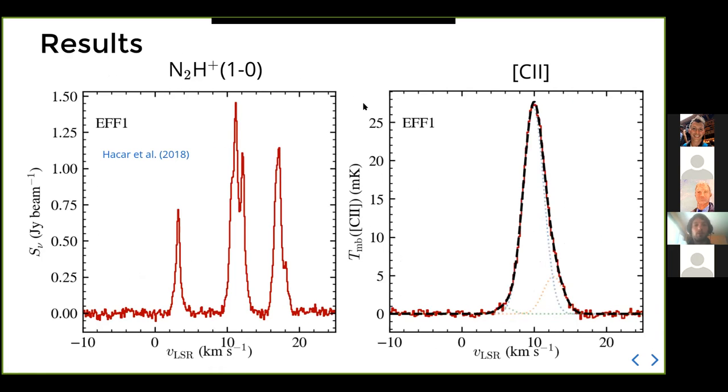I'm confident that this is not as crazy as it might sound, fitting three or more velocity components to something that looks maybe like a single Gaussian, mainly because if we look at optically thin tracers at higher spatial resolution, in particular the N2H+ line, we do see that there is more than one velocity component. Just look at this line here close to 11 kilometers per second. These other two wings are just fine structure components, but we see there are two clear peaks and a shoulder here to the left. So the decomposition is not completely crazy or unphysical.